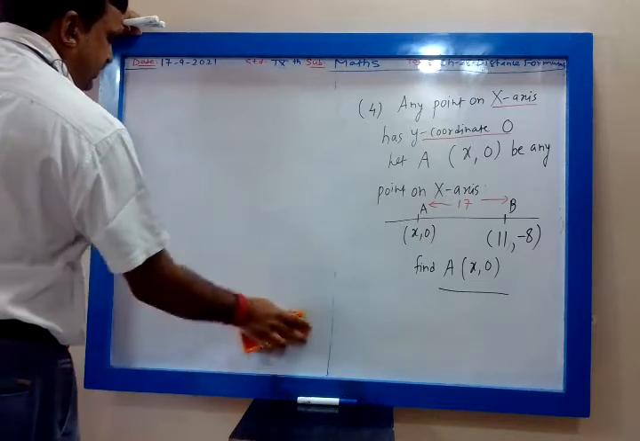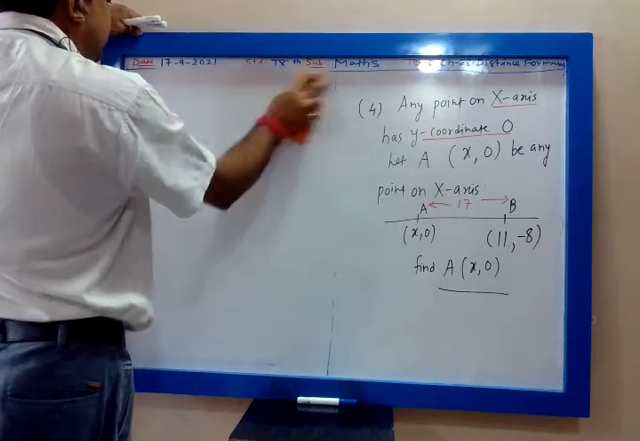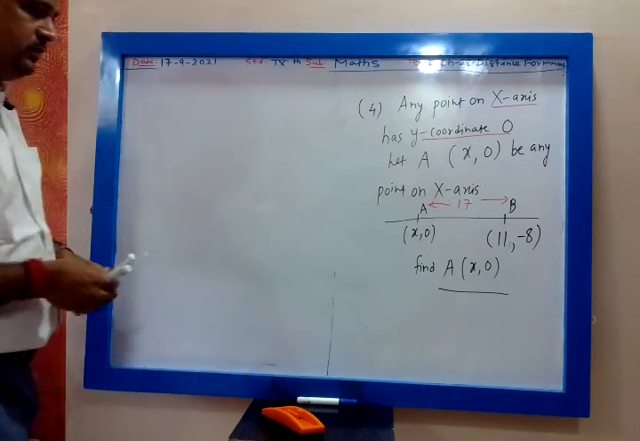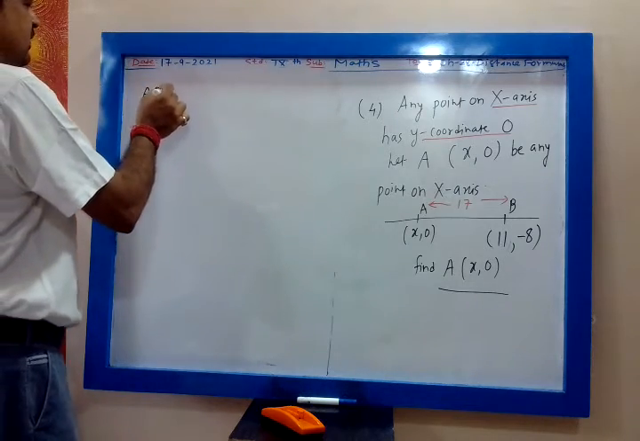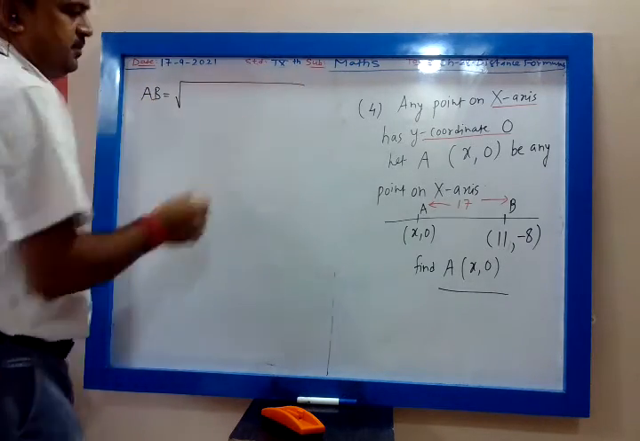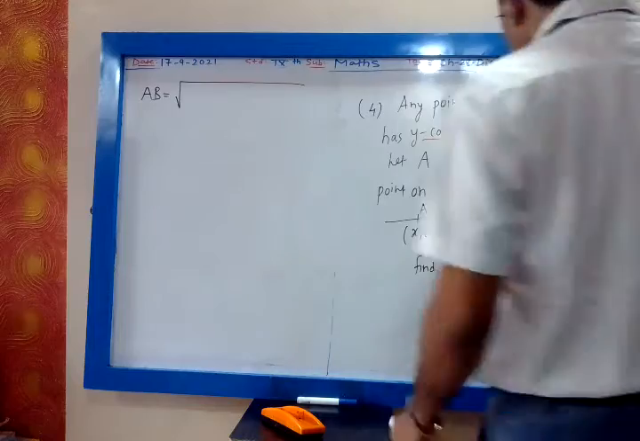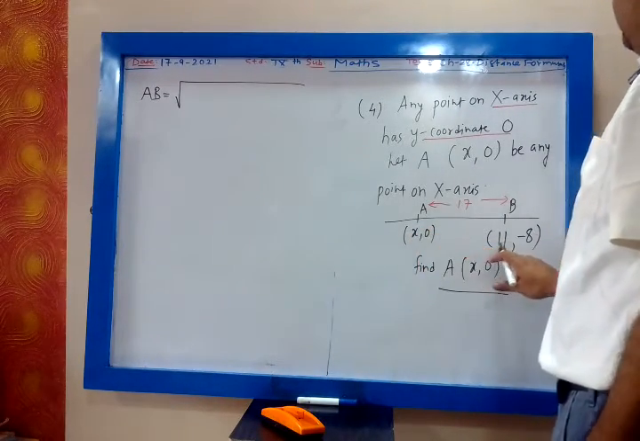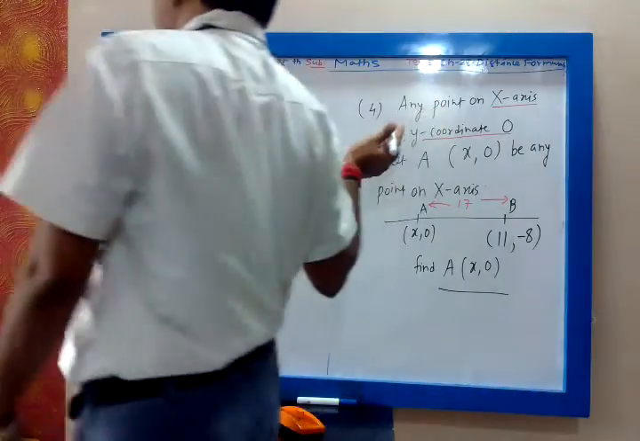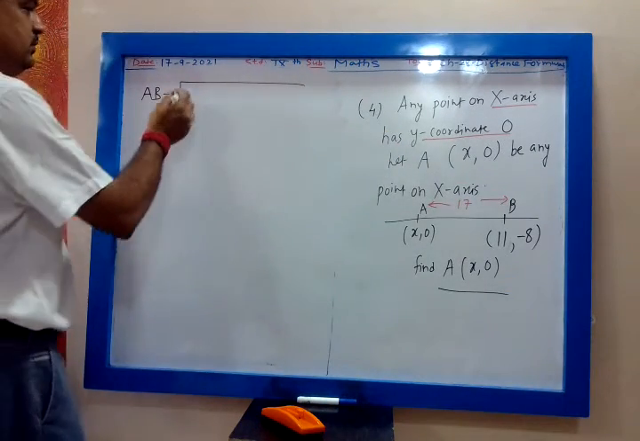Origin means 0 comma 0. Origin has both the coordinates 0. So we can directly write the formula. AB will be square root of (x1 minus x2) whole square plus (y1 minus y2) whole square. You can write x2 minus x1 or x1 minus x2, both are the same. So let me write x1 minus x2 for our convenience.